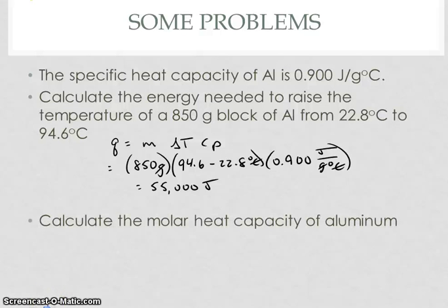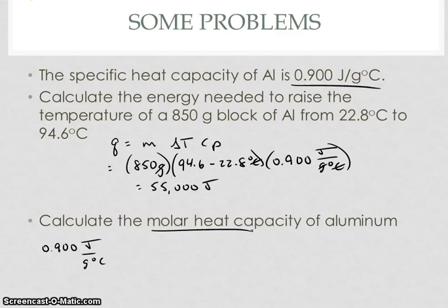Now, one other thing we're going to do is a unit conversion problem. It says calculate the molar heat capacity for aluminum. Well, here's our specific heat capacity. So we have 0.900 joules per gram degree Celsius. And we want to get it to the molar heat capacity, which is joules per mole degree Celsius.